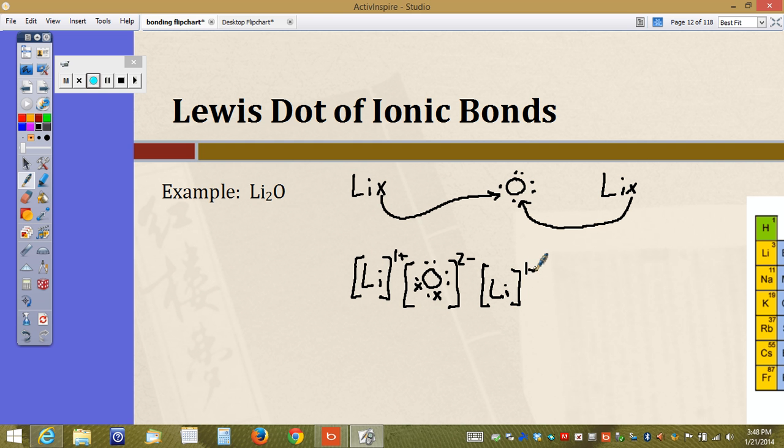Now a few things to notice. First, the positive ions now have no shown electrons in this Lewis dot structure. The negative ion, the nonmetal, has a full octet. 1, 2, 3, 4, 5, 6, 7, 8. Also, we want to put the positive, then the negative, then the positive. We want to alternate the charges.